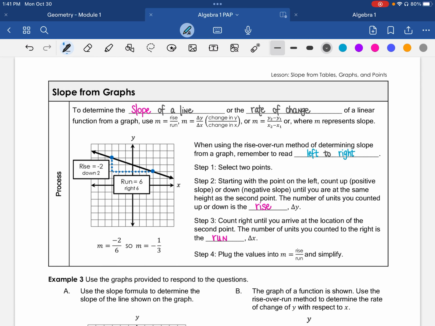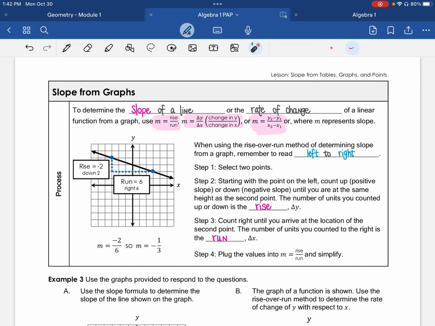All right, slopes from graphs. To determine the slope of a line or the rate of change of a linear function from a graph, we can use m equals rise over run. We can think of this as the change in y over the change in x, or we can also use the formula. Because remember, on a graph, you can find your ordered pairs. So sometimes it's important to use the formula. Sometimes the rise over the run, you'll find it to be a little bit quicker.